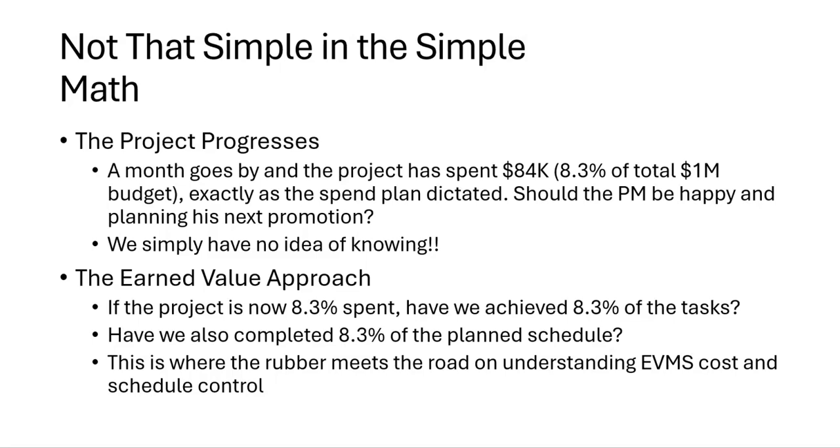We said this was the first month's EVM report, and we spent 84K, which is 8.3% of the total $1 million budget, since 8.3% is 1/12, and this is basically 1 month out of the year, so we were right on the spend plan. But we also talked about the fact that we had no way of knowing whether we were making progress by spending 84K per the plan.